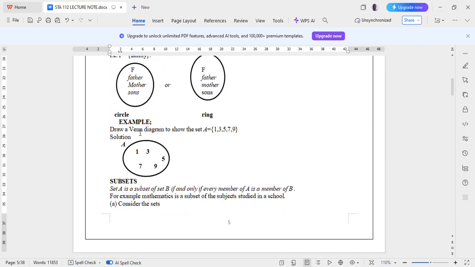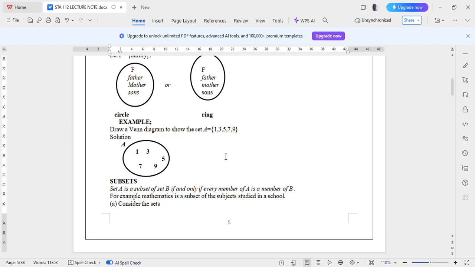So now an example. Look at this number. Draw a Venn diagram to show A is equal to {1, 3, 5, 7, 9}. Solution: you can see A. Don't forget to use a capital letter to represent the set. Then draw your oval or your circle. Then list the elements there. Anyhow, I told you the arrangement does not matter. There's no rule that says they must follow a definite arrangement. The pattern is different from arrangement. The pattern describes the set, but the arrangement in the curly bracket or whatever you want to contain them does not really matter. So that is that.